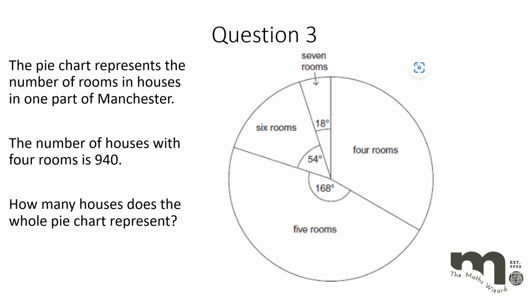Okay, next one then. We've got the same pie chart again. So we've got the number of houses with 4 rooms is 940. We want to know how many houses the whole pie represents. So a bit trickier this time.